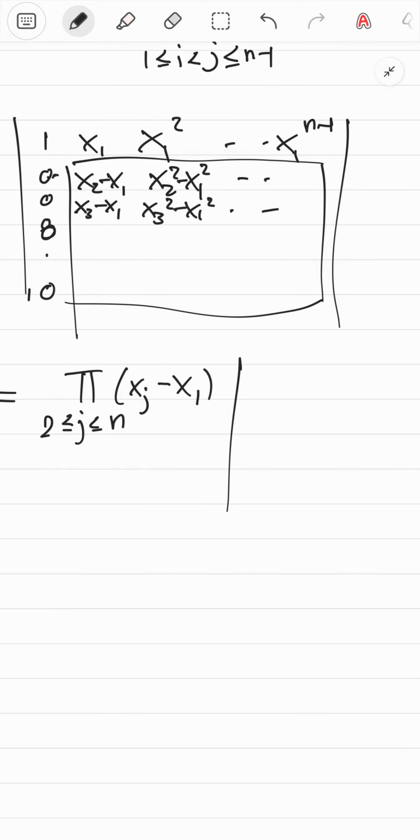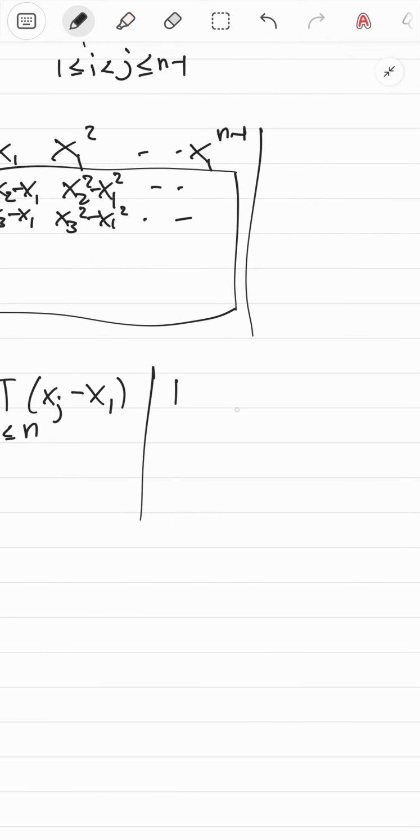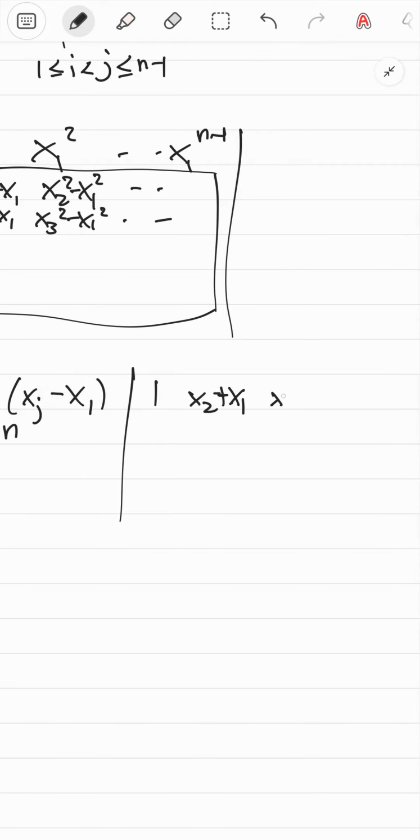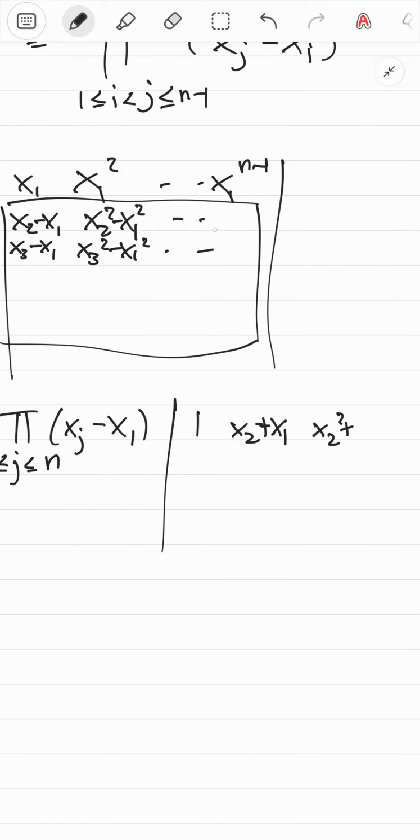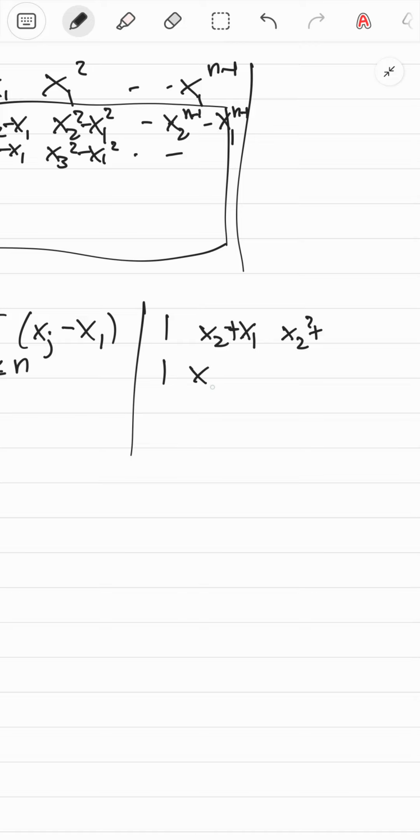So first you take out x2 minus x1, you just get 1 over here. You'll get x2 plus x1, the usual GP formula, and then x2 squared plus x2 x1 plus x1 squared, and so on, right? Eventually you will get the last GP. So this was x2 power n minus 1 minus x1 power n minus 1. So here you will start off at x2 power n minus 2, and so on, and similar stuff over here.